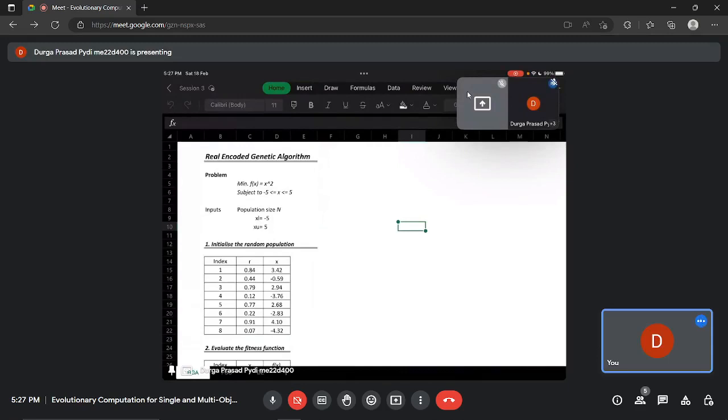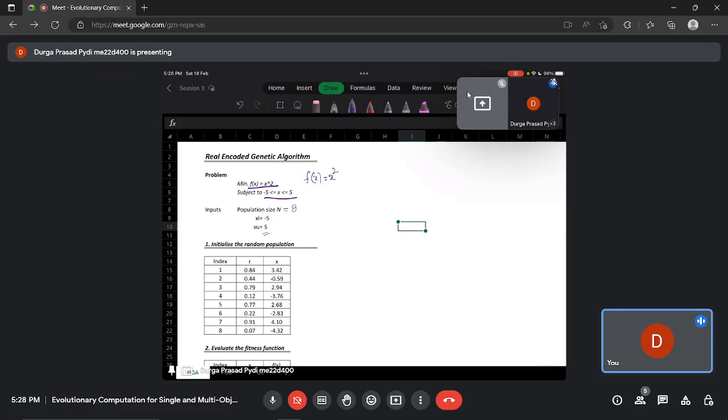Now we will consider one simple example and we will see how to actually implement this. Let's consider this problem where you want to minimize some function f of x equal to x square within the given domain -5 less than or equal to x less than or equal to 5. So our first parameter when you start with the real encoding genetic algorithm is to decide upon your population size. For the sake of example, we are considering our population size to be 8, and these are my limits. Lower limit is -5 and upper limit is 5.